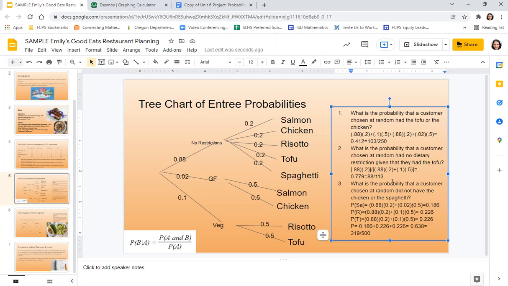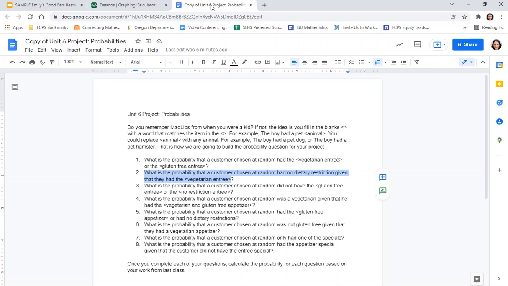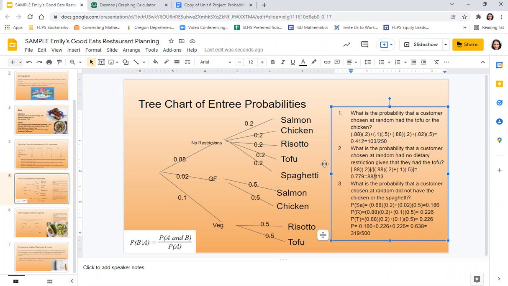All right, let's look at the third one. What is the probability a customer chosen at random did not have the gluten-free or the no restriction entree? For the gluten-free, you have to choose one, and you might just have one choice that is a no restriction entree. Going back, for gluten-free, I chose the chicken. I could have chosen the salmon, but I chose the chicken, and the spaghetti was the one with no restrictions. So not having those two meant that they had to have the others.